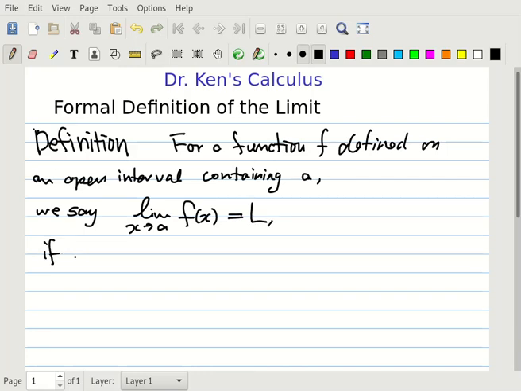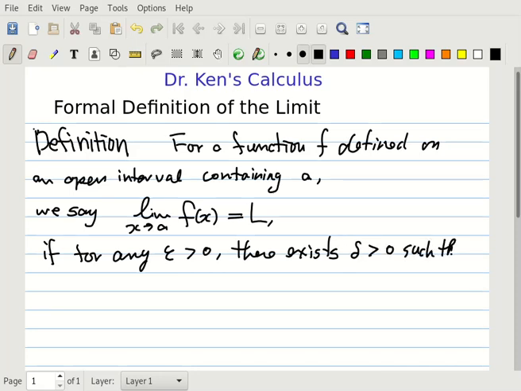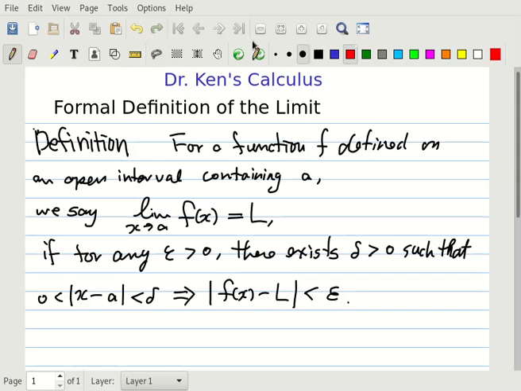If for any epsilon there exists delta such that the distance between x and A is between 0 and delta implies the distance between f of x and L is less than epsilon. Okay, this is a definition, the formal definition of the limit.